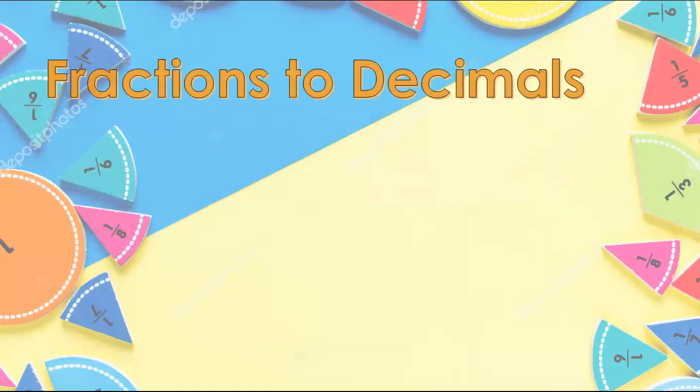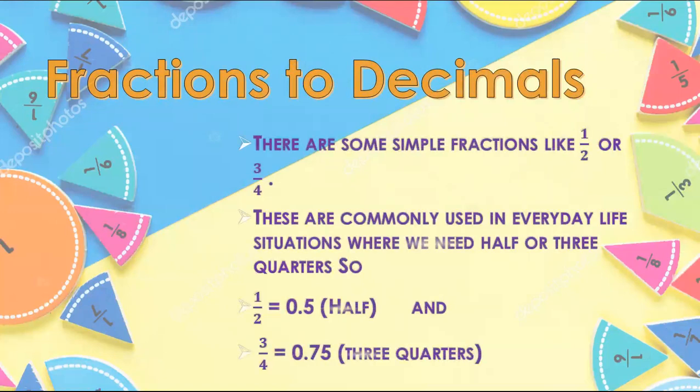Fractions to decimals. There are some simple fractions like 1 by 2 or 3 by 4, very commonly used in everyday life situations where we need a half or three quarters. For example, 1 by 2 is the half, which equals 0.5, and 3 by 4 is 0.75, which we usually call three quarters. Now let's take a few more examples and the practical solution of converting fractions to decimals.